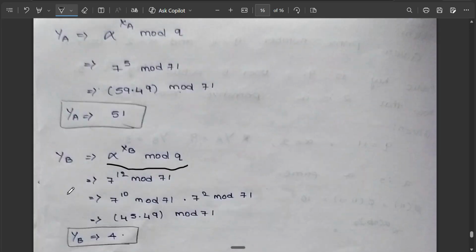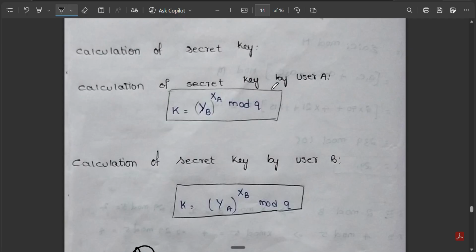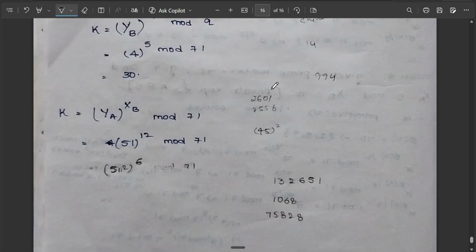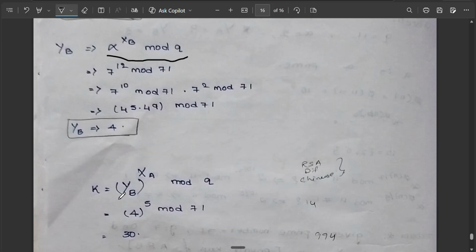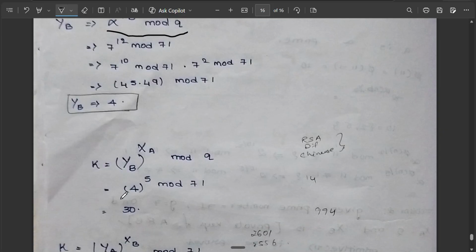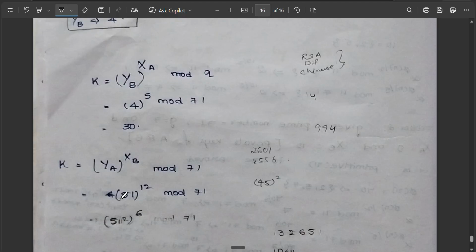Then you have to calculate the secret key used by user A and user B. As I told, we can use any one formula. So k is equal to yb power xa mod q. So what's the value of yb? It's 4 and xa is 5. 4 power 5 mod 71 is 30. And for verification, if you want to verify whether your answer is right or not, go with the other formula also. For both the formulas, you have to get the same value.